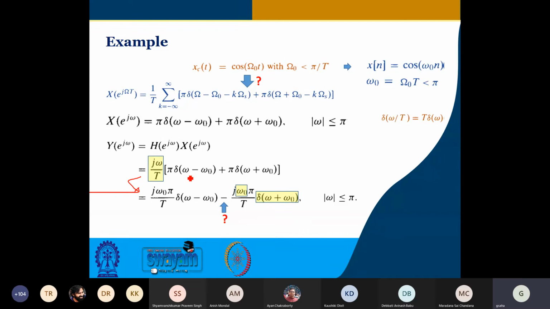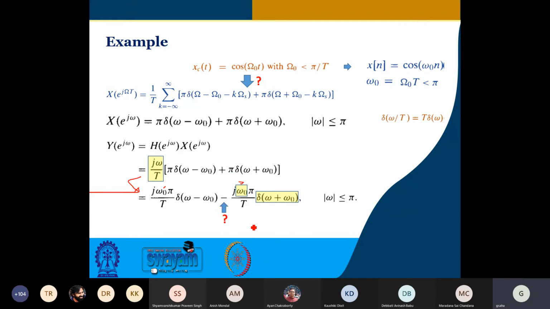Because this is delta(omega minus omega naught), it exists only for omega equal to omega naught, so that's why this omega naught is there, right? For other omega it is not valid, and there is a negative sign. This was plus here and this is minus here.